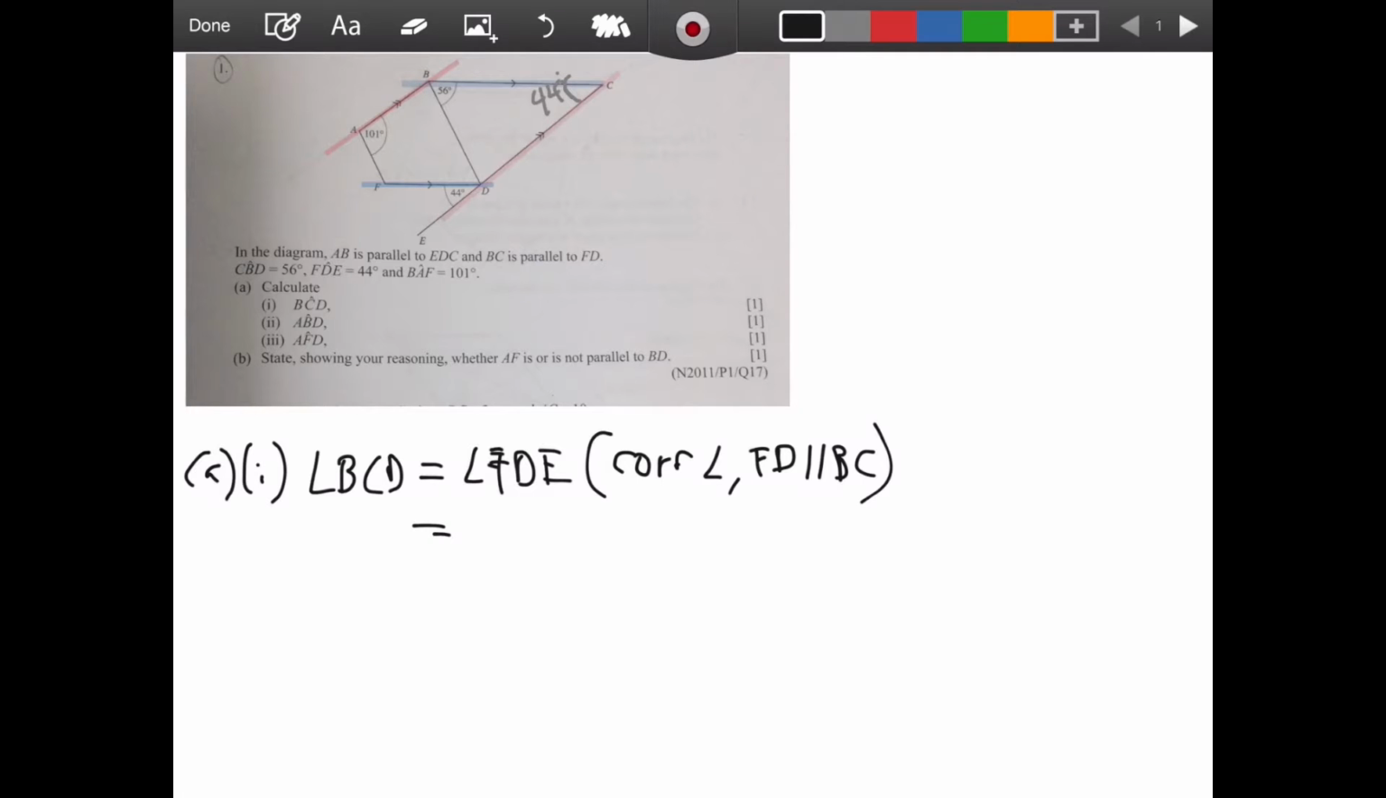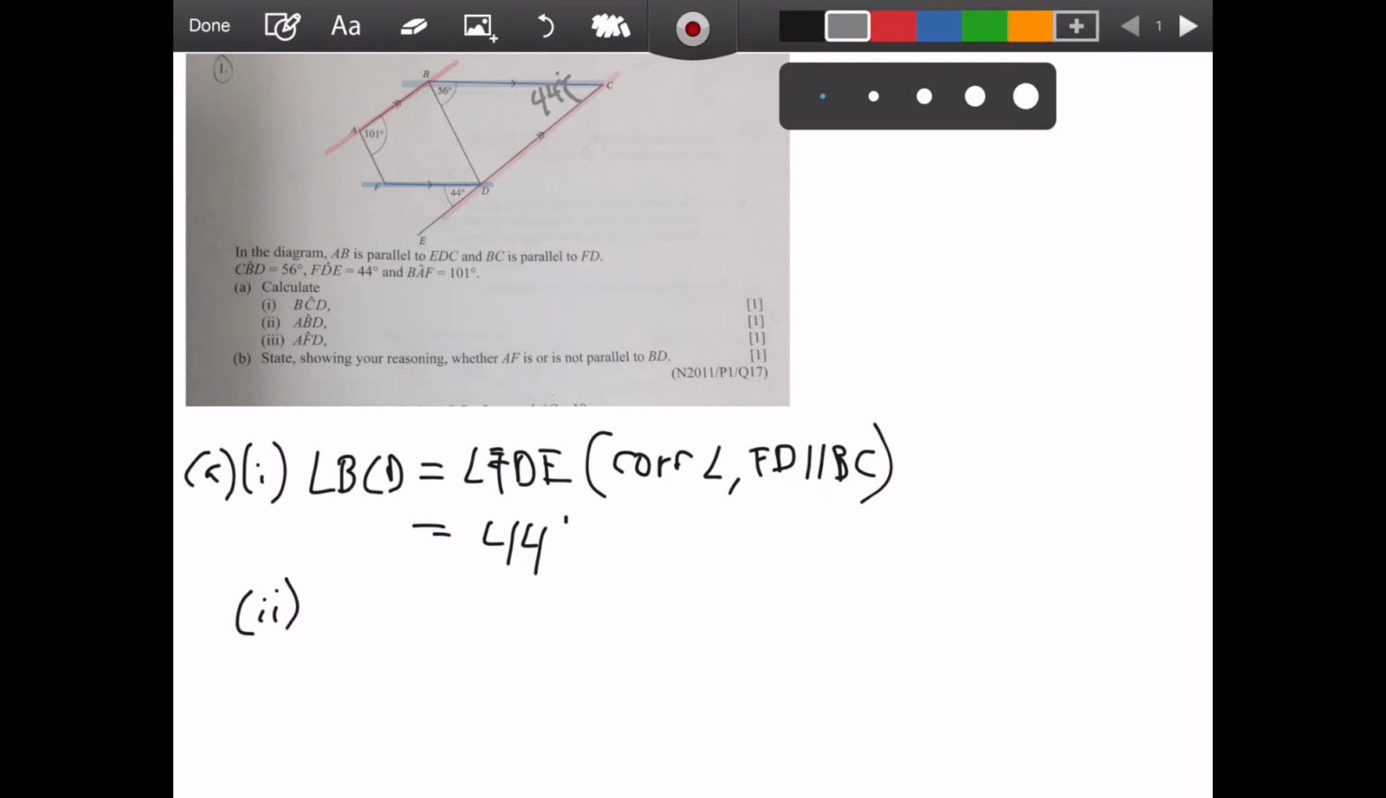So FDE is 44 degrees. Am I right? Now let's look at part 2. Part 2 says find the angle ABD. So ABD is over here. And you can see from here that ABD is equivalent to angle BDC.